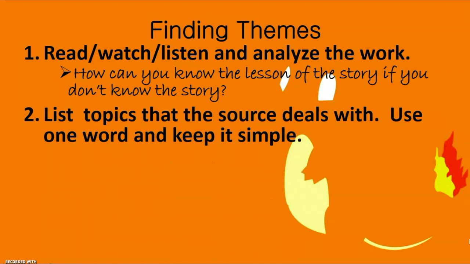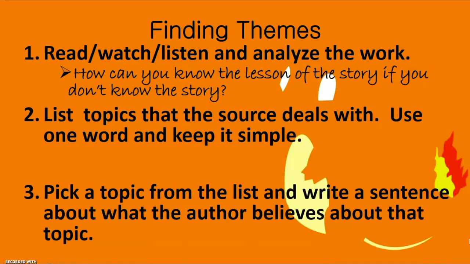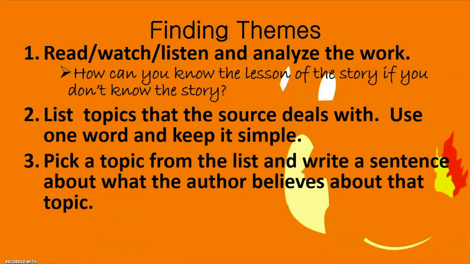So once you've done that, you want to start to list some topics that the source deals with. And use one word. Try to keep it simple. Does it deal with death, with loss, with betrayal? Does it deal with loyalty? Something like that. And we'll see an example in just a moment of how to do this. Finally, once you have your topic, pick one topic from that list and write a sentence about what the author believes about that topic.